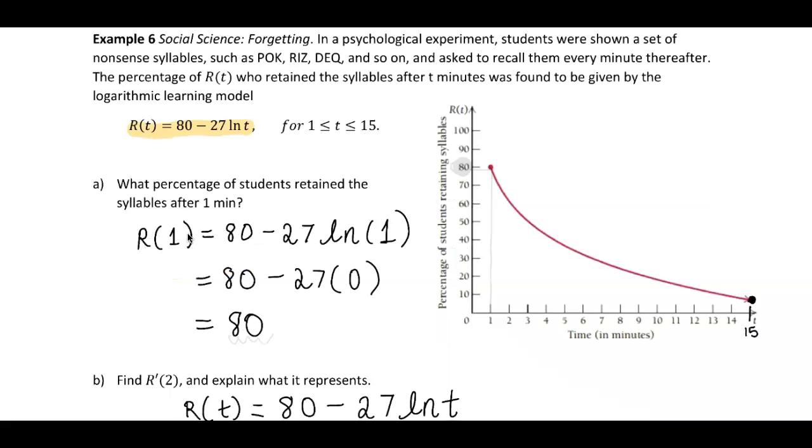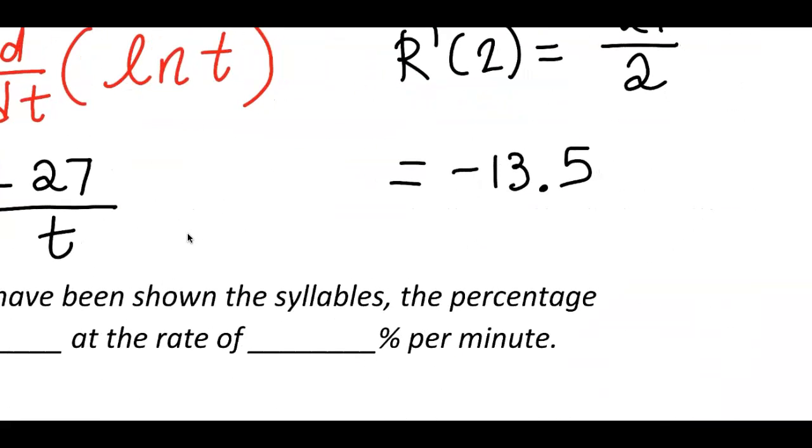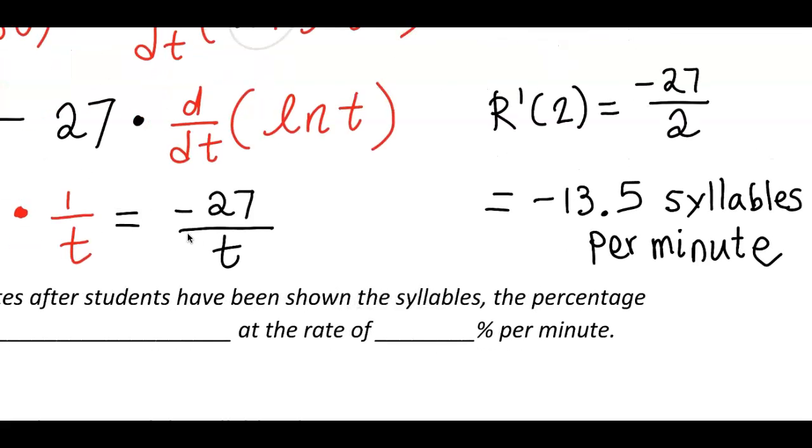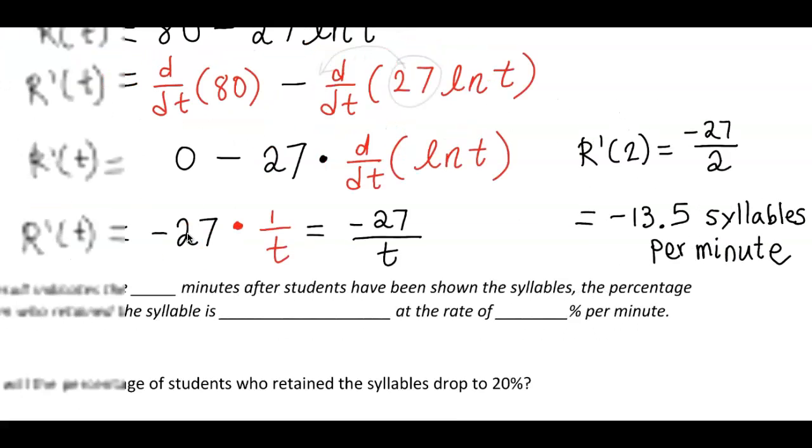Syllables per minute. You okay? So that's the unit. And the fact that this is a negative number means that it's going down. It's going down. So let's see.